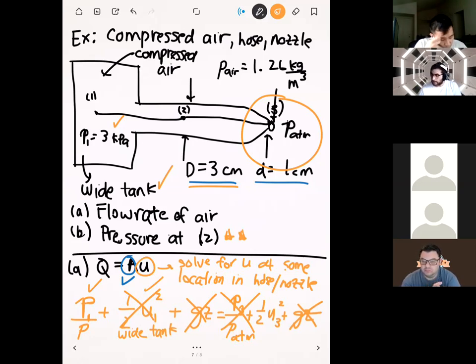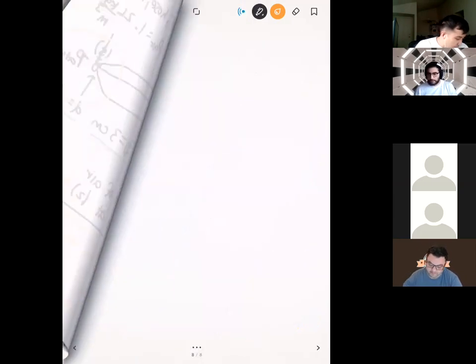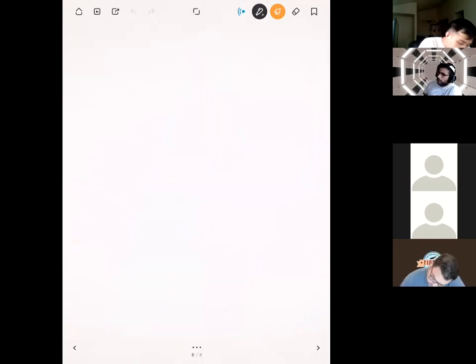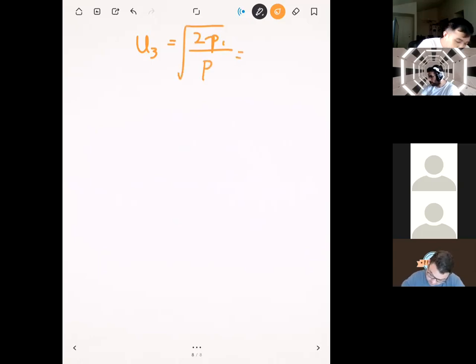Okay. And so now we have this equation. Let's solve for U3. If we manipulate the terms of that equation, we have U3 is equal to the square root of 2 times P1 divided by rho. Okay, and we solve for this. We get 69 meters per second.